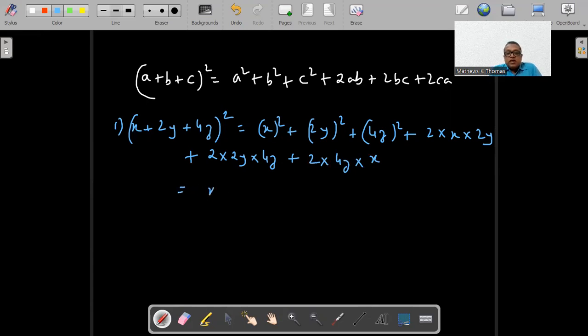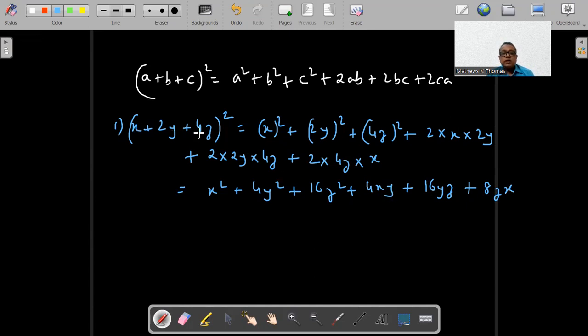So 2ca means 2 into the c value, 4z, into x. So here we are going to get x square plus 4y square. We are opening the bracket. (4z) whole square will become 16z square, plus 2 into 2 is 4, so 4xy, plus 2 into 4 into 4 is 16yz, plus here we get 8zx. So x square, 4y square, 16z square, 4xy, 16yz, and 8zx. So this will be our answer number 1.